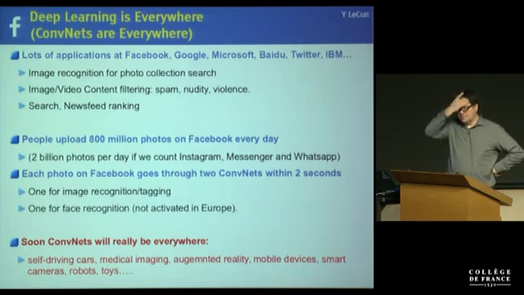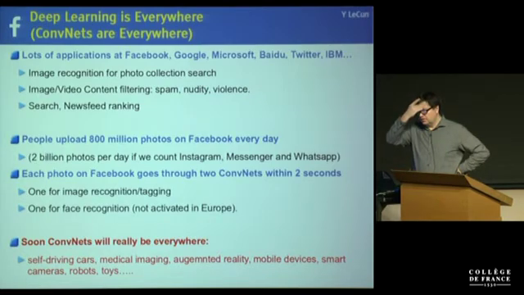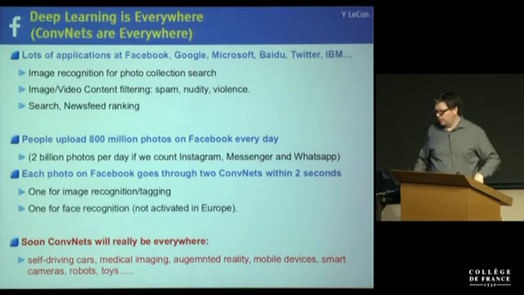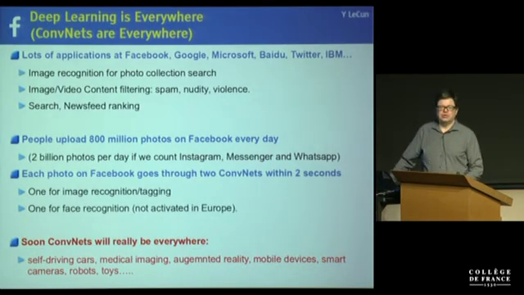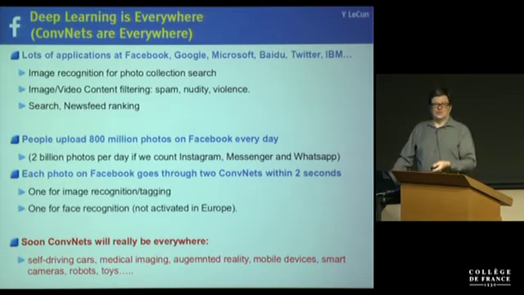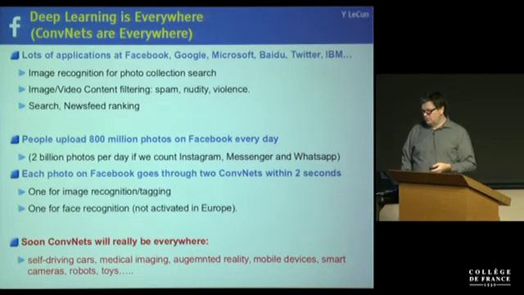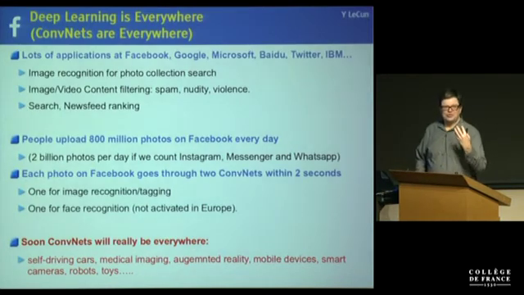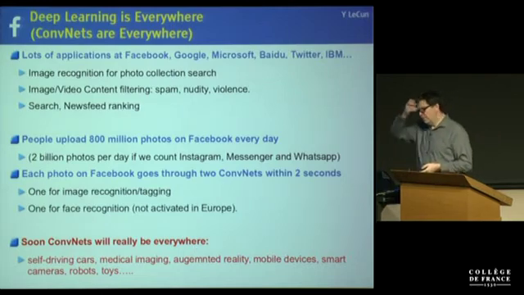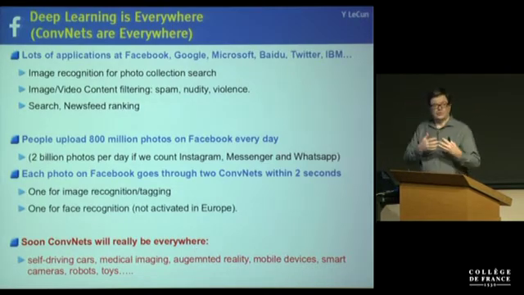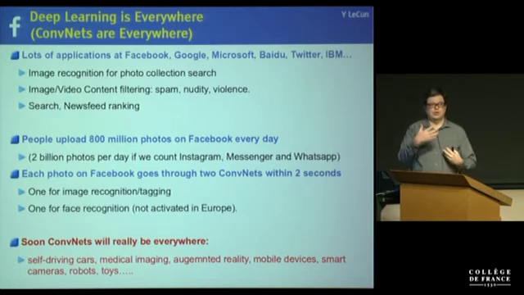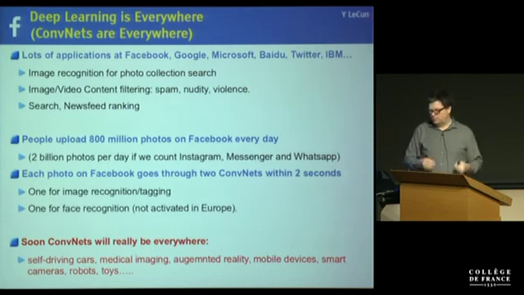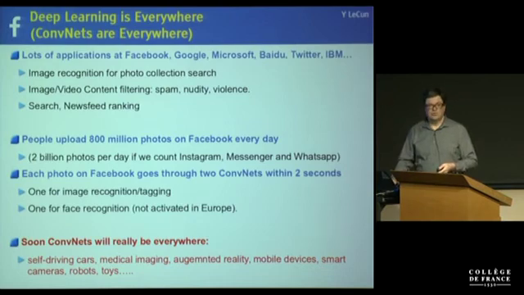I can't remember if I covered this the last time or not. Facebook users upload about 1 billion pictures each day, and each picture is recognized by at least 2 convolutional networks, one for the face, one for objects. Once again, they're not activated in Europe. If you live in Europe, there's no face model that has been built for you. But all of this takes place in less than 2 seconds. Less than 2 seconds after a picture is uploaded, recognition takes place and tagging.